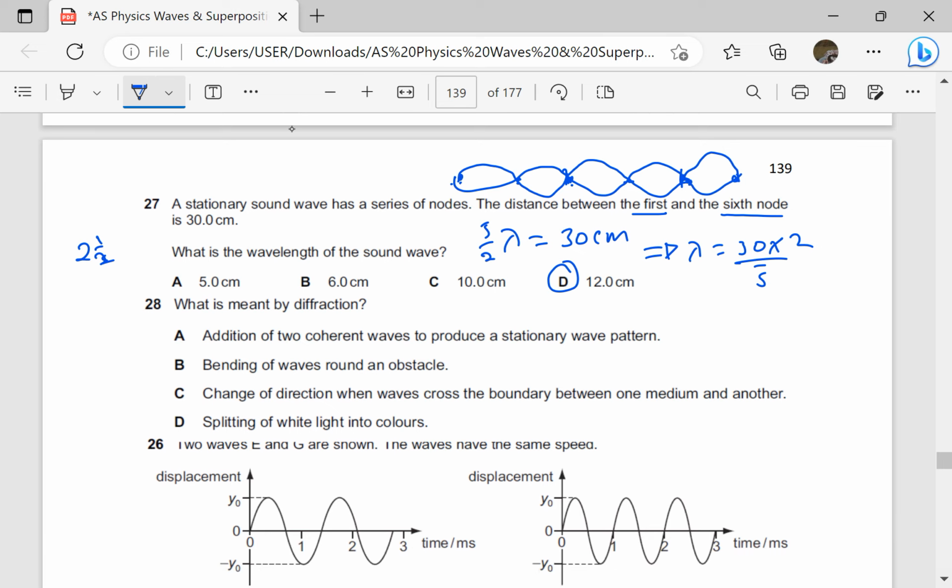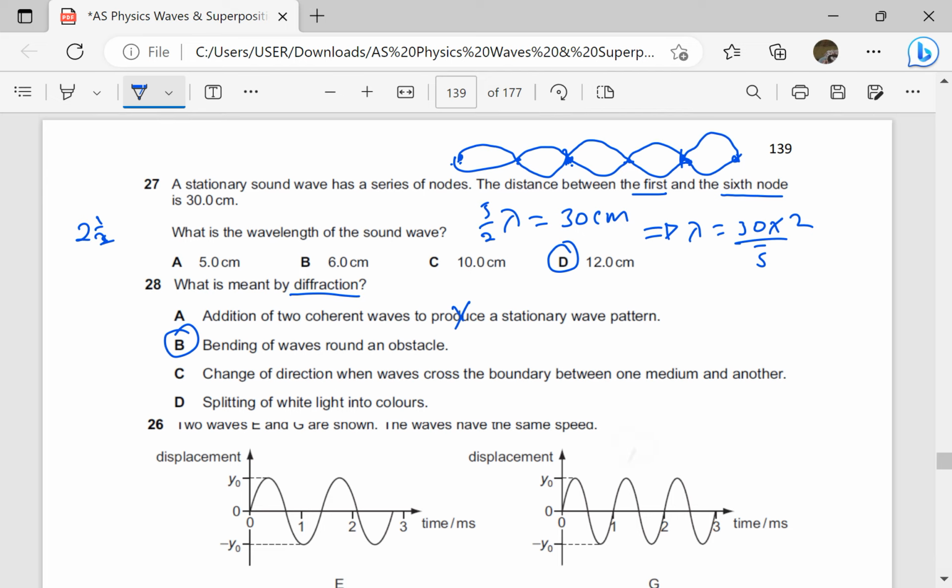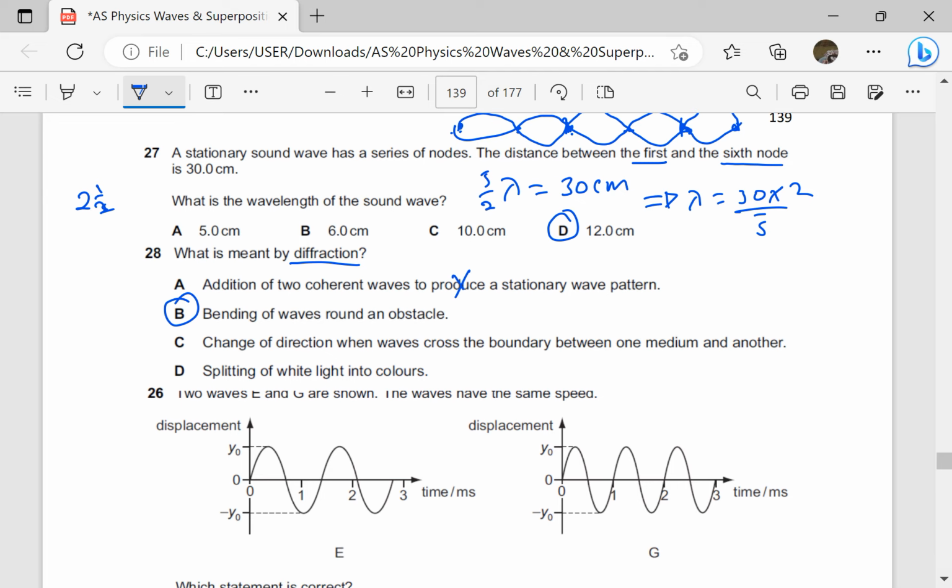What is meant by diffraction? Diffraction is spreading. Addition of two coherent waves to produce a stationary wave, that may not be diffraction. Bending of waves around an obstacle, that is automatically diffraction. Spreading around an obstacle or spreading through into regions of geometrical shadow as a wave passes through a narrow slit.